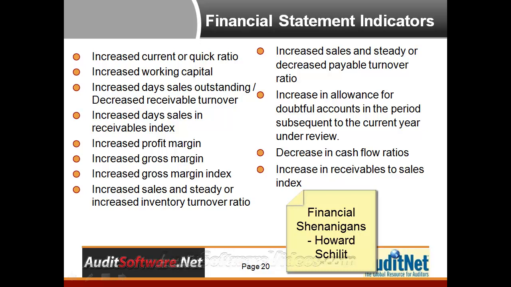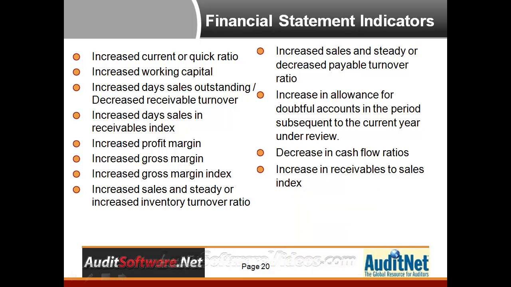Do we have an increased current or quick ratio, which relates to accounts receivable going up or working capital? Another one that I like is the increased days sales outstanding, and therefore decreased receivable turnover. What happens there is you get sales entered on the books that get very old because they're not real customers, and they're never going to get paid. Therefore, things like the increase in allowance for doubtful accounts would also jump up. Increase in receivables to sales will jump up as well. Decrease in cash flow, because this is all revenue that really doesn't exist. So again, those are the financial statement indicators.